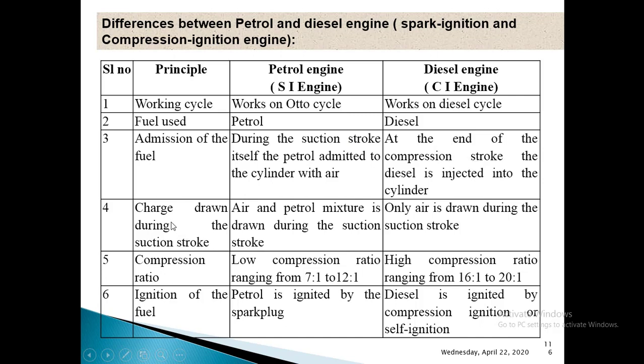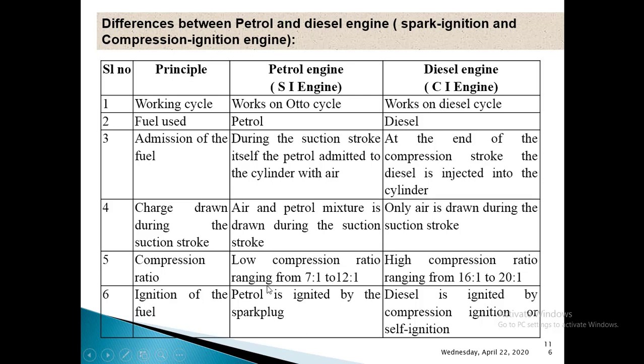Next is charge drawn during the suction stroke. Mixture of air and petrol will be drawn during the suction stroke for petrol engine, whereas for diesel engine only air is drawn during the suction stroke. Next is a very important thing, that is compression ratio. It is very less in petrol engine, whereas high compression ratio in diesel engine. You all know that. Please mention the values also. Petrol engine compression ratio varies from 7:1 to 12:1, whereas diesel engine compression ratio varies from 16:1 to 20:1.